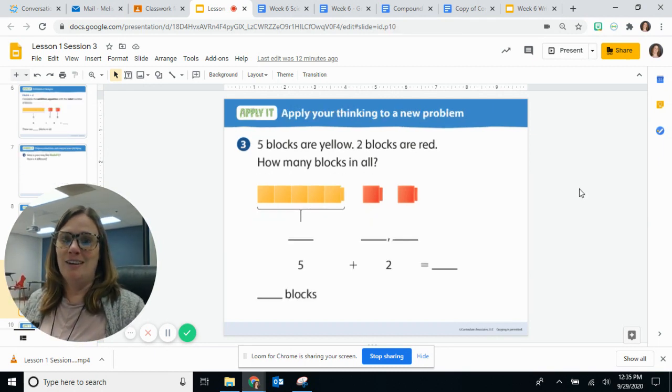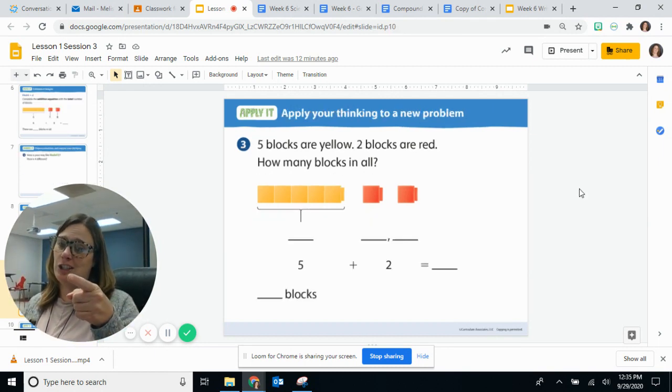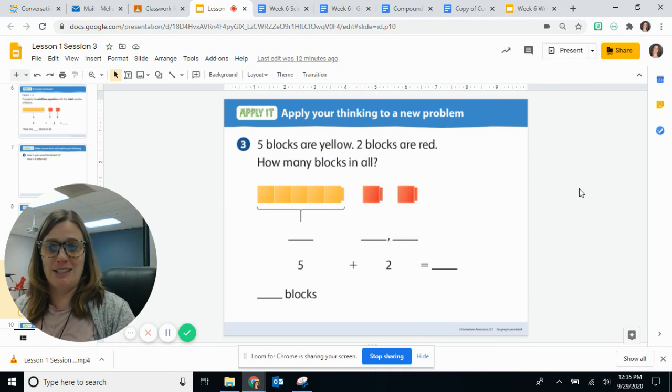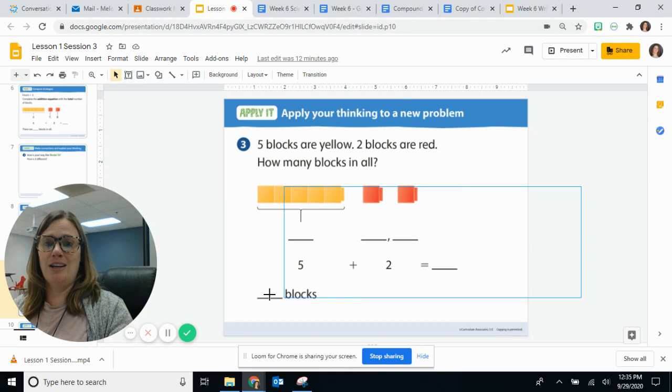Yep. Okay, apply it. It's your turn. You can do it in your workbook and take pictures, or you can do it directly on the Seesaw page. Good luck, firsties.